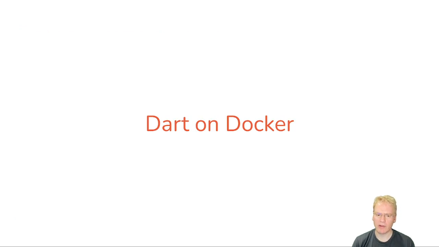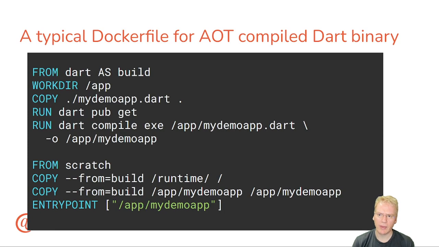Okay, so moving on then to Dart on Docker. Here's a typical Dockerfile for an ahead of time compiled Dart binary. And it's a two-stage Dockerfile. So at the first stage, I'm using FROM dart, and I'm declaring that as my build image. And this is taking the Dart official Docker image and setting up a working directory, copying some code in there, running pub get in order to fetch some dependencies, and then compiling the executable into a native binary.